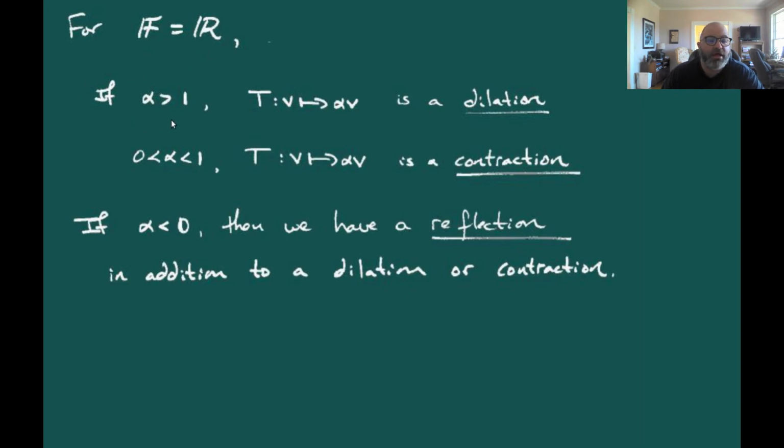Okay. Now if we restrict to the special case when our field of scalars is the real numbers, if alpha happens to be greater than 1, then it's called a dilation. If alpha is in between 0 and 1, then we have a contraction. In the case that alpha is negative, then we have a reflection in addition to having that dilation or contraction.